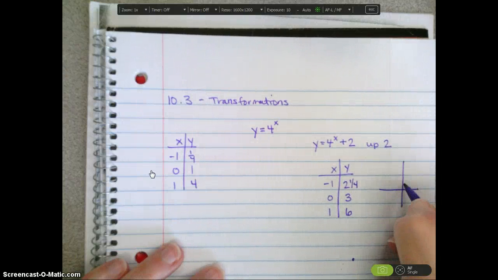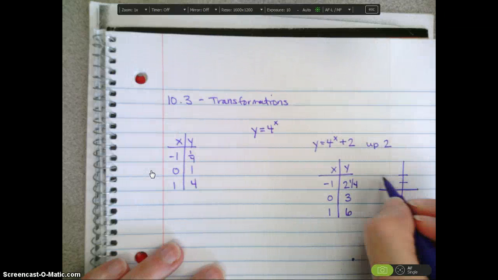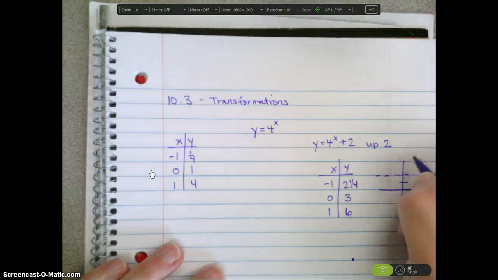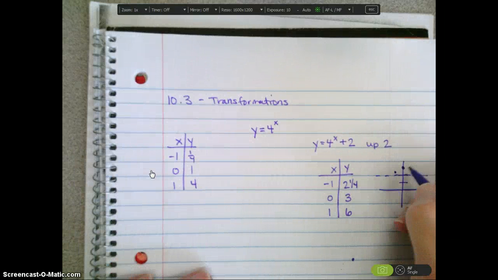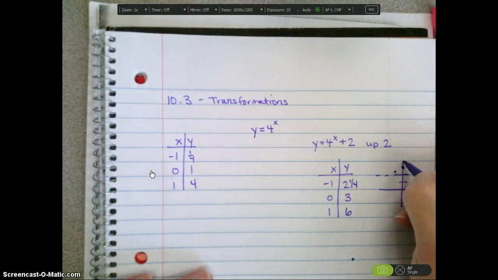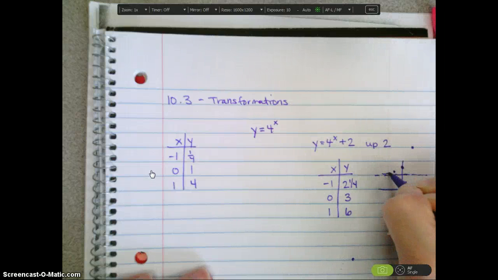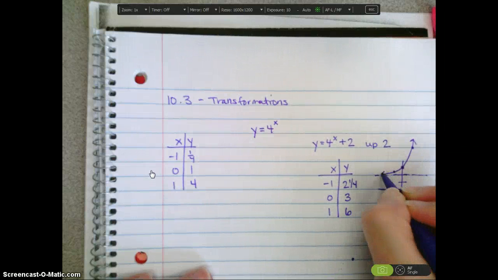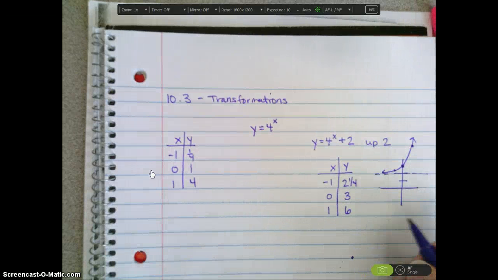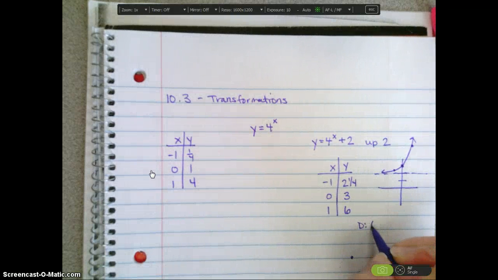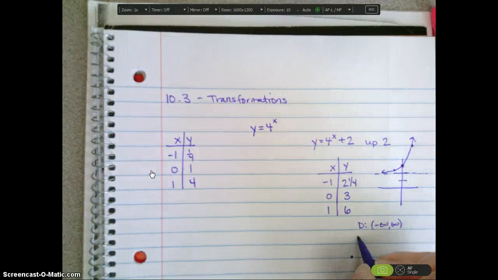So before, we had the horizontal asymptote there at y equals 1, 2. We will now have a horizontal asymptote there. We have the point at (0, 3), at (1, 2 and 1/4), and at (1, 6). And so that's how our graph shifted up 2. The domain did not change. The range just shifted up 2, so it's y greater than 2, and so did our asymptote.